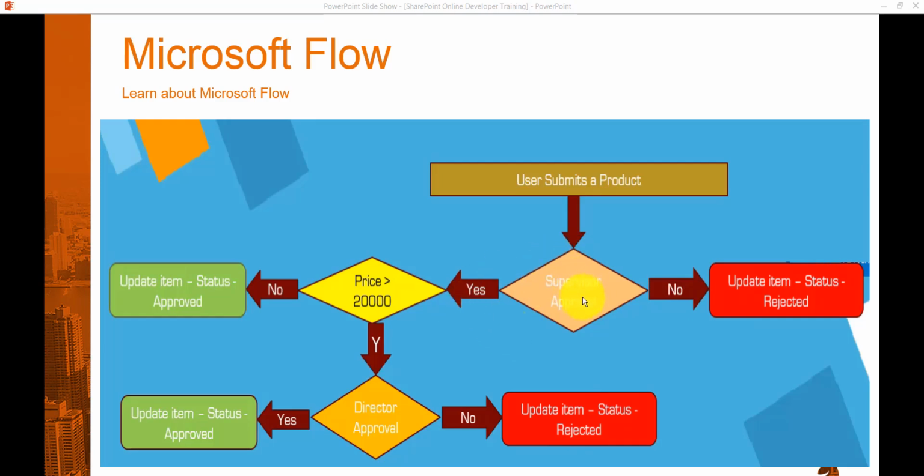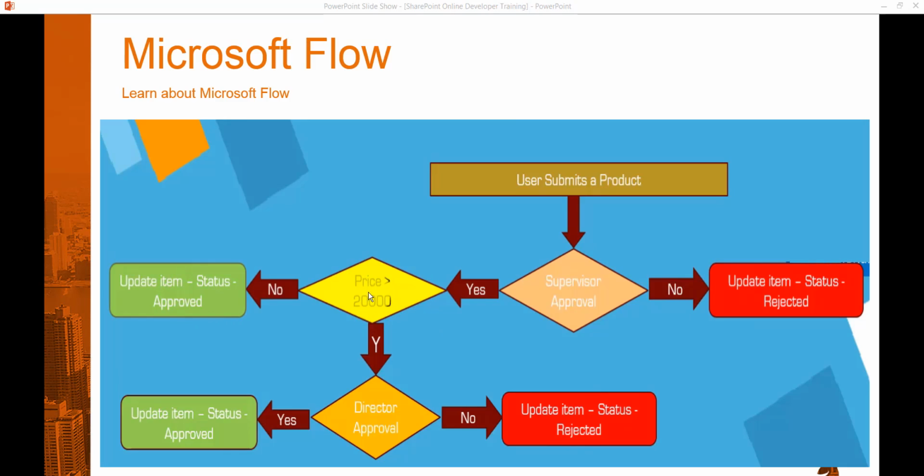You can see here, if the supervisor rejected, then the status will be changed to rejected. If the supervisor approved it, then it will check the status and check the price. If the price is more than 20,000, it is checking that condition, and if it is no, then the update status will be approved.